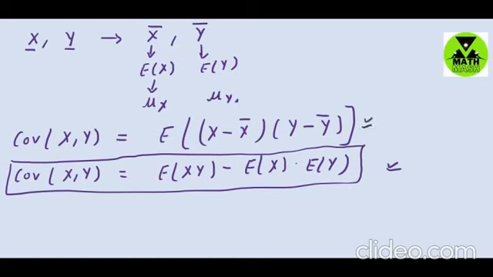So this is the formula, expected value of (x minus x bar) into (y minus y bar), where x bar and y bar denote the respective means of x and y. Now, we'll derive this computational formula from the actual definition of the covariance. So we'll start with this one.